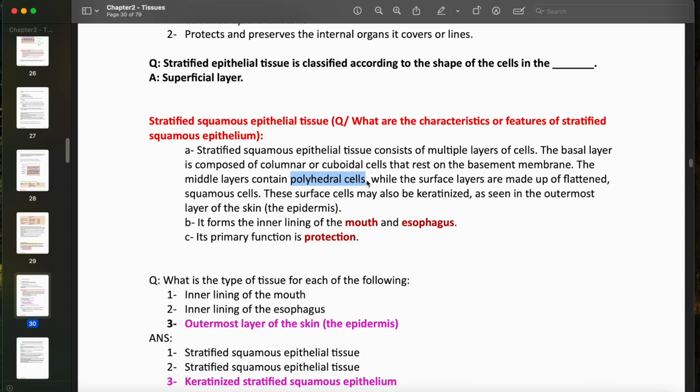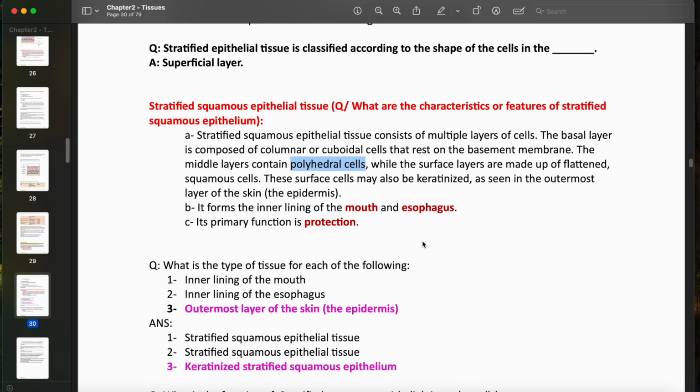Now, the word polyhedral cells. Polyhedral means that the cell has multiple faces, like a 3D block. Think of a cube-like shape or a brick-like shape in a 3D tissue section. We're also going to mention the word polygonal cell in other tissue types. So do not confuse polygonal with polyhedral. Polygonal is when the cell has multiple sides in a 2D shape, like a shape on a slide, not 3D.